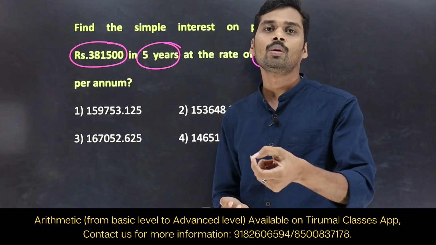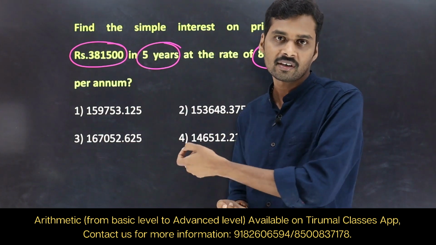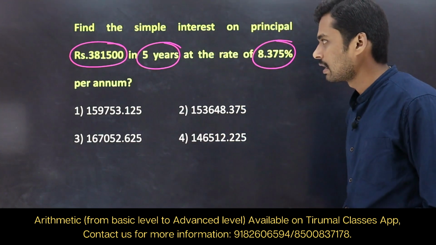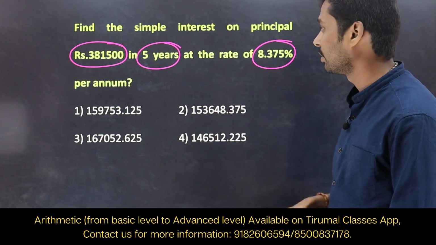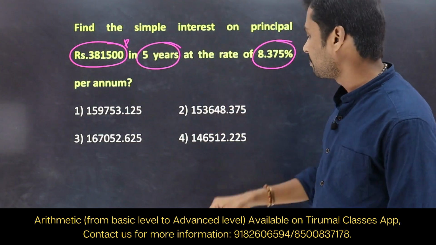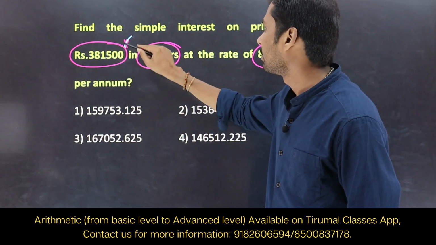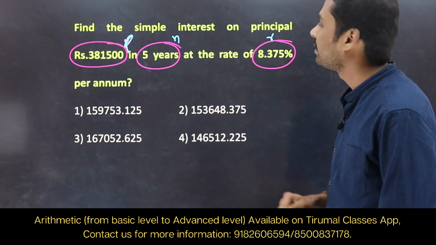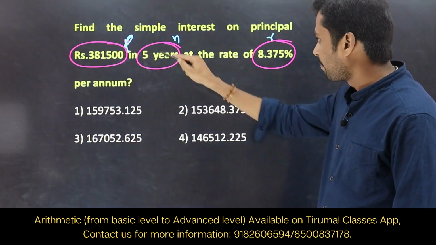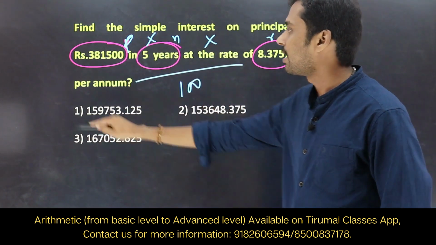Simple interest I is equal to what? P, principal, into number of years into rate of interest divided by 100. As simple as that. But if you look at the numbers, 381,500 into 5 into... so this is the P value, right? The principal is given. This is the principal value. 5 years means that this is the N value. This is the rate of interest value. So P into N into R divided by 100 is I.